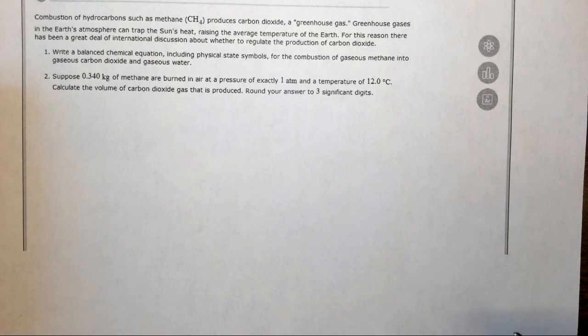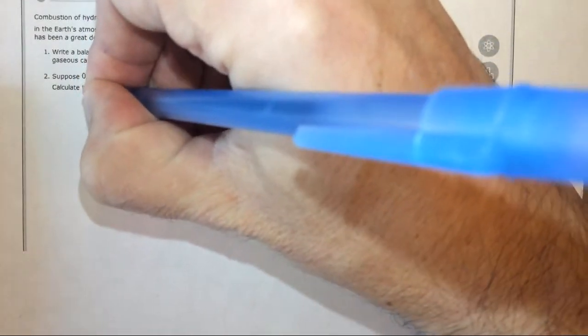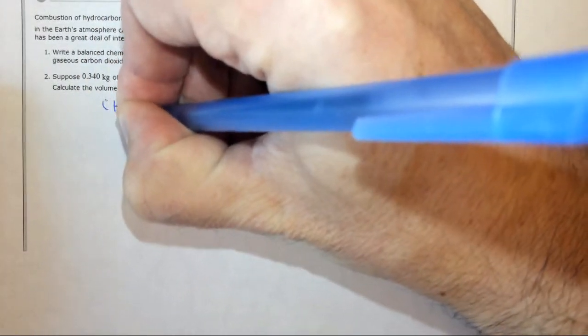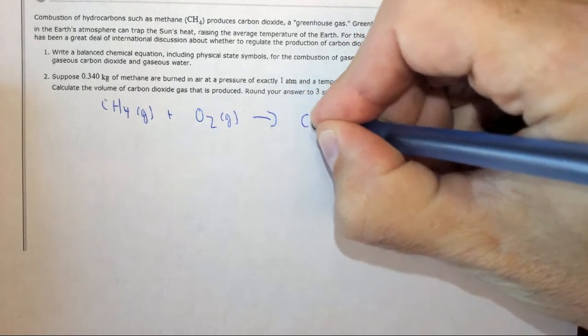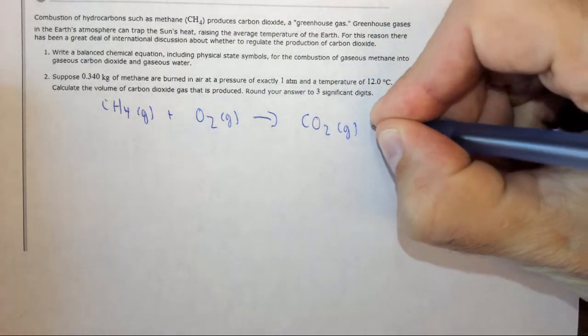So in all stoichiometry, we always need to start with a balanced chemical equation. So step one is to write this balanced chemical equation. So we have methane, CH4, in the gas phase, burning in the presence of oxygen, which comes from the atmosphere, to produce carbon dioxide and water.